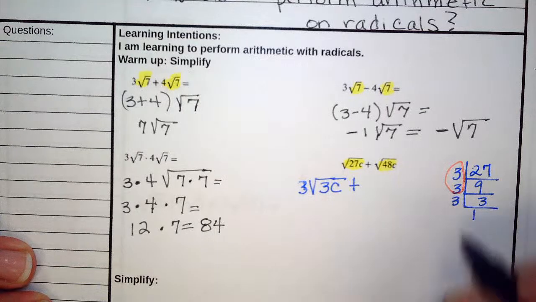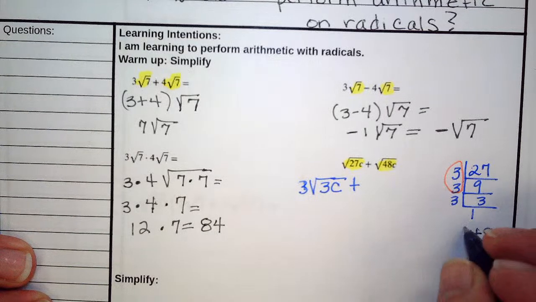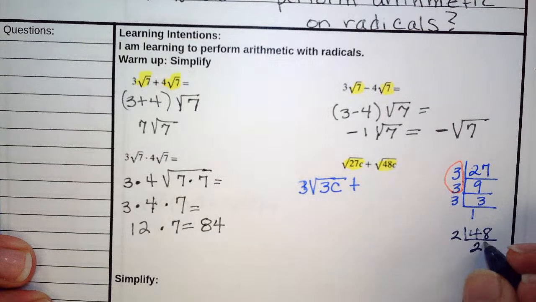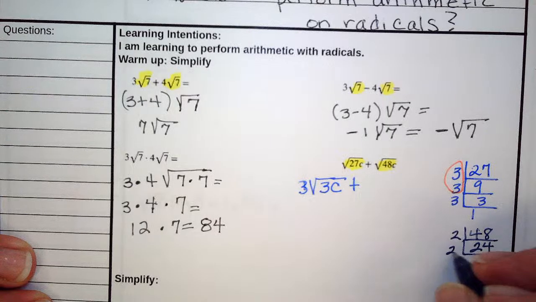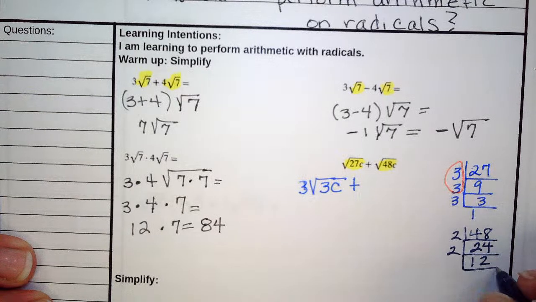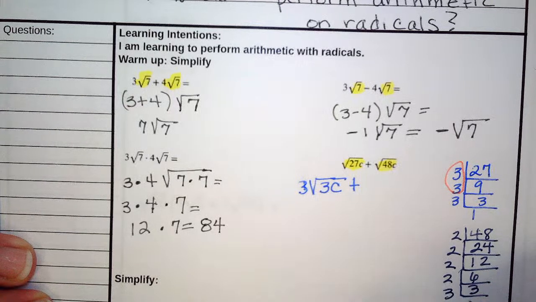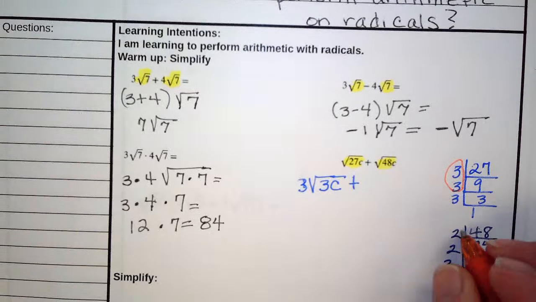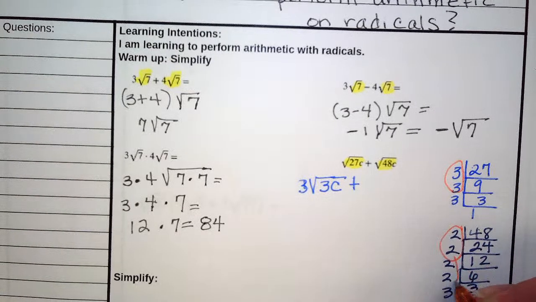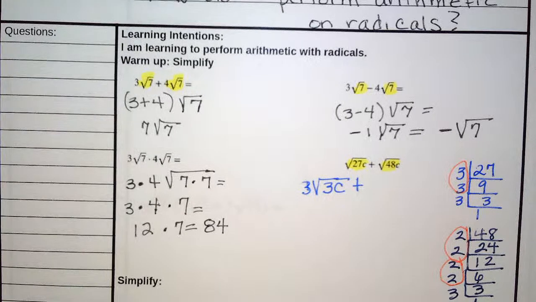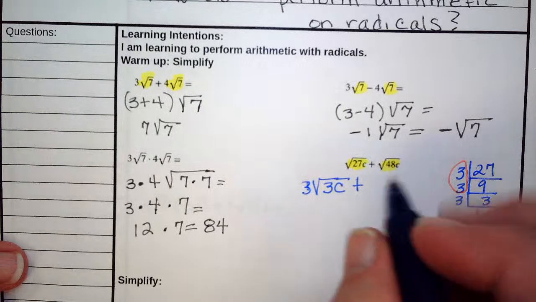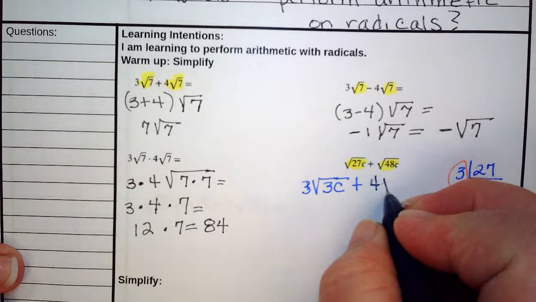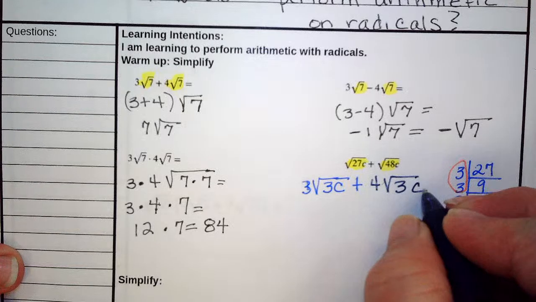What about 48? If I'm looking at 48, I can divide it by 2, I get 24. I can divide it by 2, I get 12. Divide by 2 again, I get 6. Divide 6 by 2, I get 3. 3's prime. Divide by 3, 1, and I'm done. Once again, I've got a pair of 2's, and I've got a second pair of 2's. 2 times 2 is 4. So this is 4 square root of 3c.